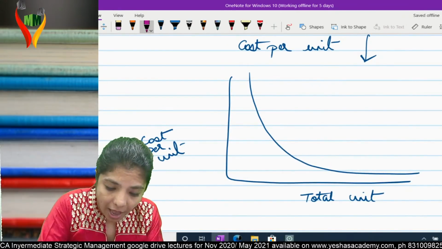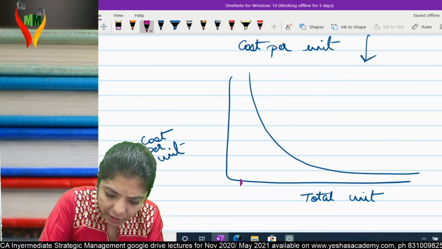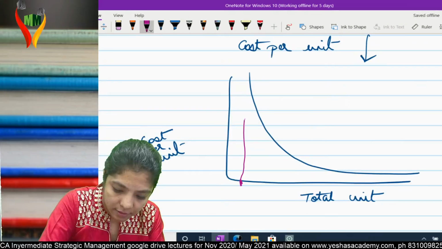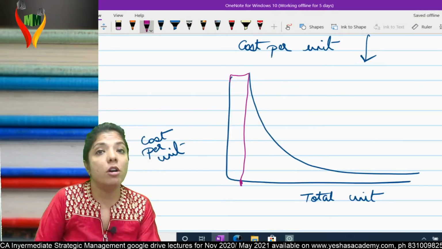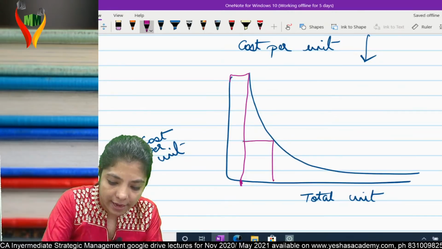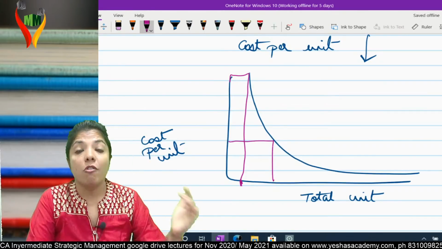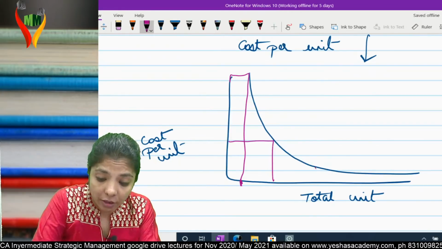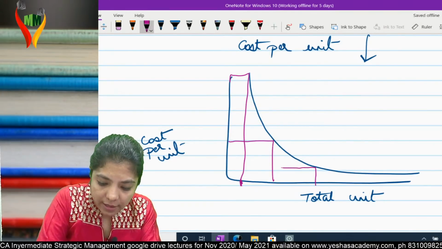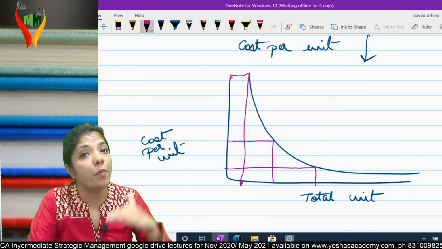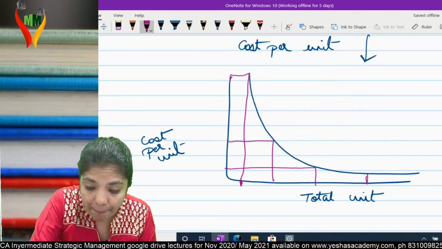Now assume I am producing only this many units. As of now my experience is less and my cost is more. Further, as my units increase, experience increases, efficiency increases, wastage decreases, and cost per unit decreases.